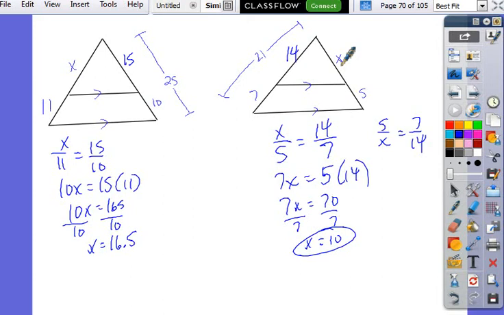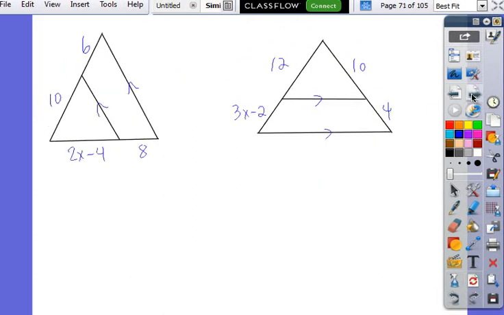All right, look at this first one. It's already got all the pieces for me, so all I got to do is set up the proportion. Give me the fractions that would work. 6 over 10. All right, if I do 6 over 10, then I've got to do 8 over 2x minus 4. You don't change the way you do it. Everything's done the same. I cross multiply. 6 times 2x minus 4 equals 10 times 8.